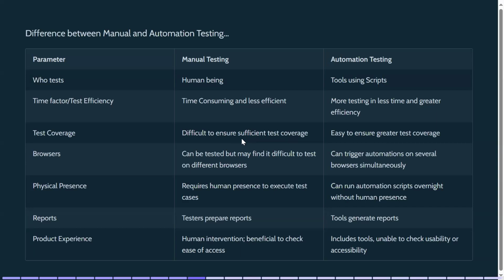But in automation, it is easy to ensure great test coverage. Why? Because everything will be documented, everything will be written in our script, so that will be driven deep-dive based on our flag values.